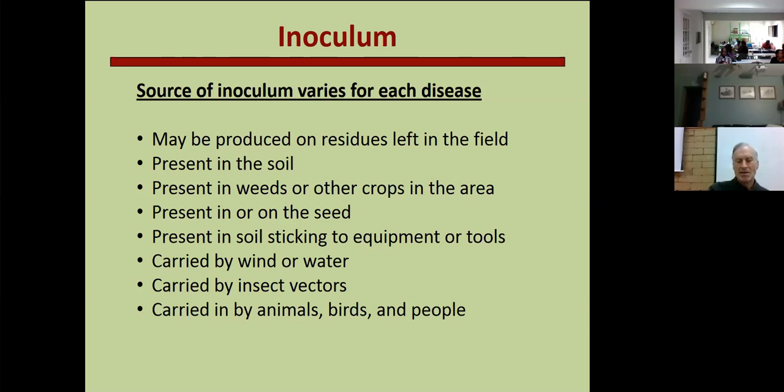Sometimes the disease can persist in the seed. So if you're saving seeds, you want to be sure to save seed from plants that don't have any disease, because there are some diseases that can get into the seed, and then when you plant that seed, the pathogen's right there ready to infect the new plant.